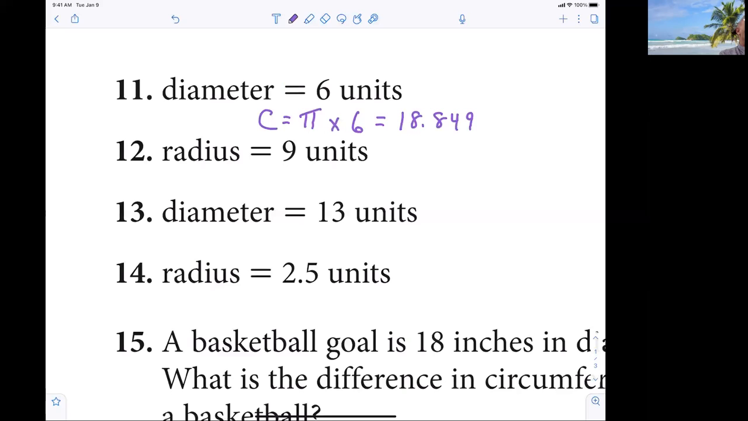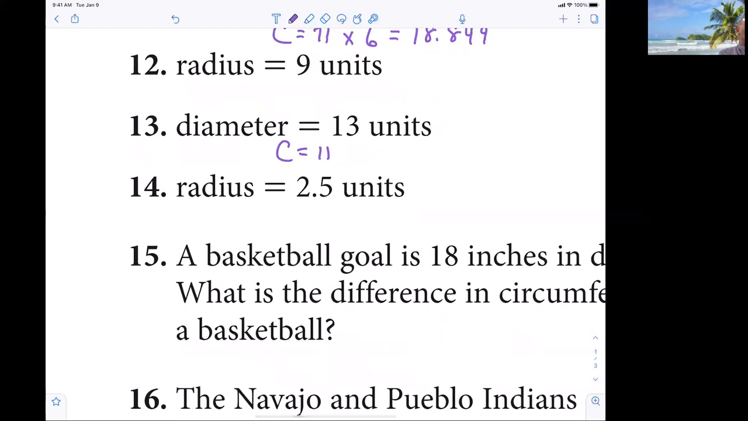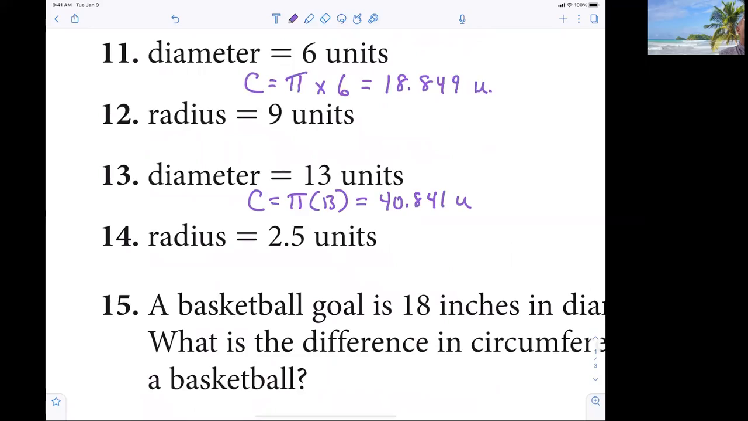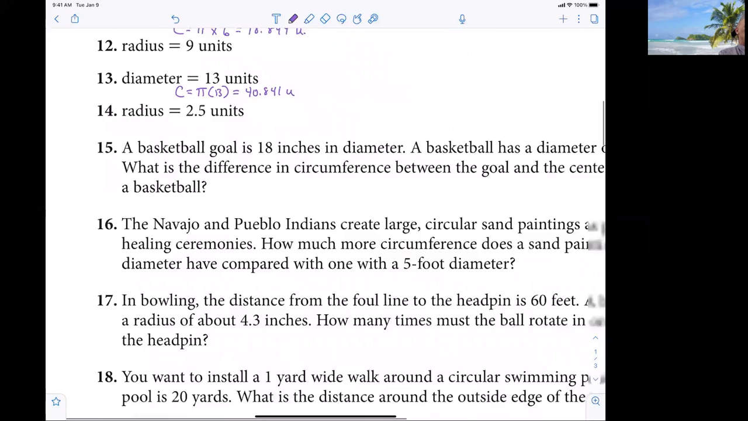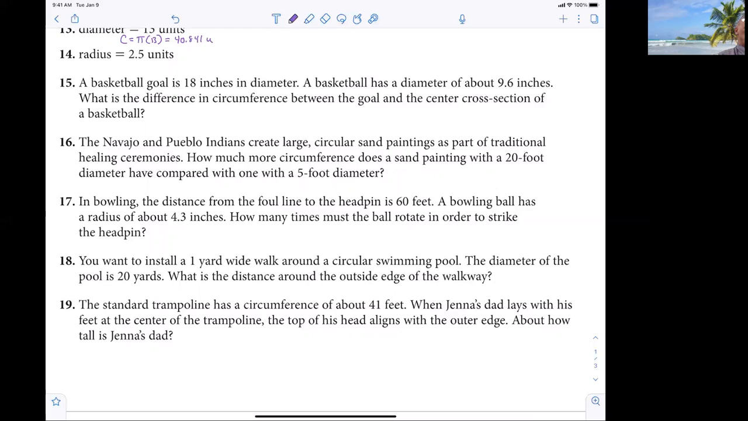Ashley, number 13. Say it again. And then units. Units. All right, 15. Read it. Go. A basketball has a diameter of 9.6 inches. What are you thinking?